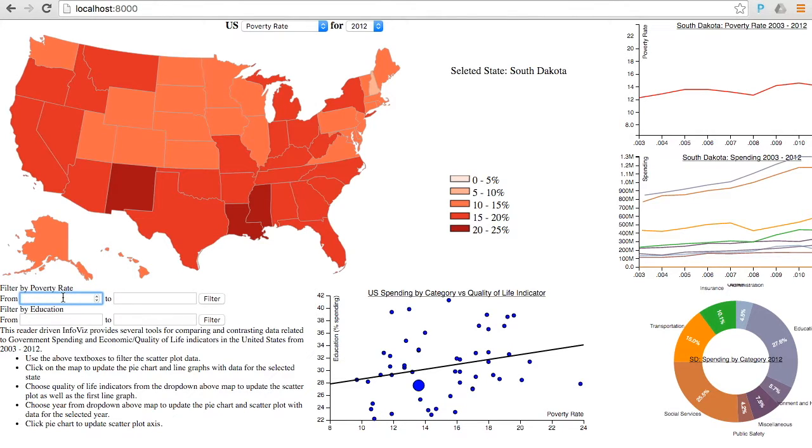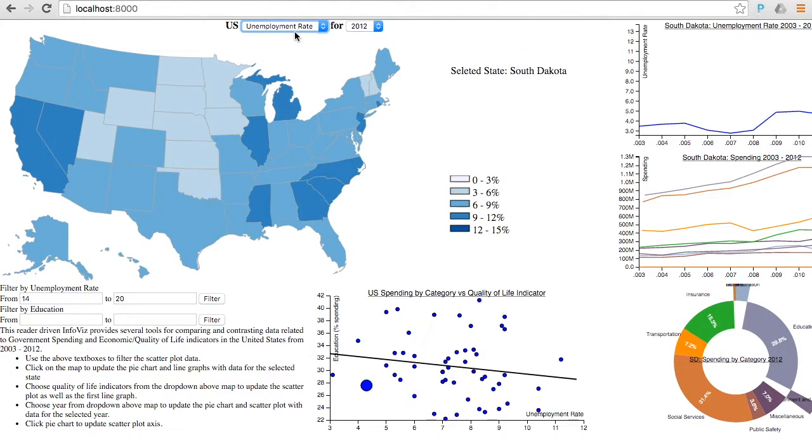And you can see these filters here. So if I wanted to filter and say I want to look at all the states that have poverty rates between 14% and 20%, if I hit that filter, then all the states that fit this range are going to be the ones that show in the scatter plot. So this is what our infoviz is, and this is what it does.